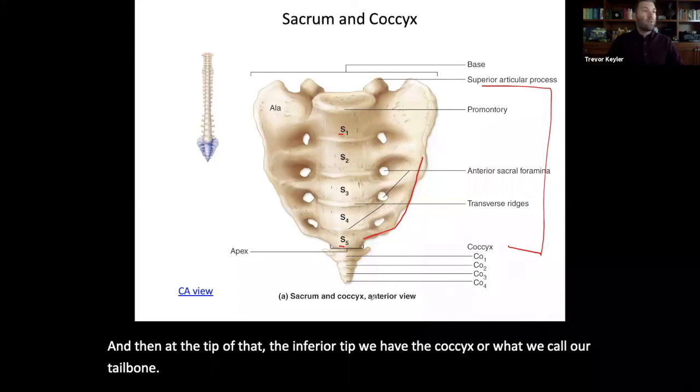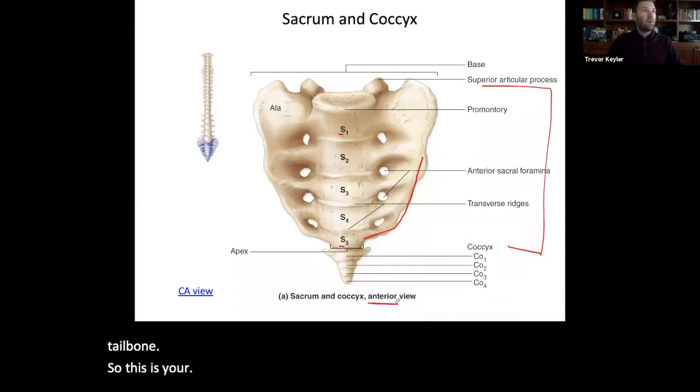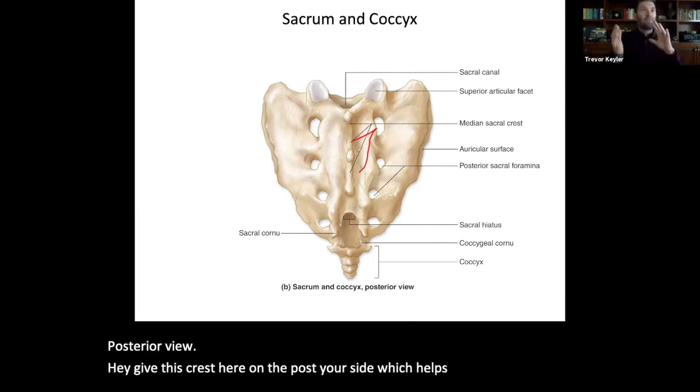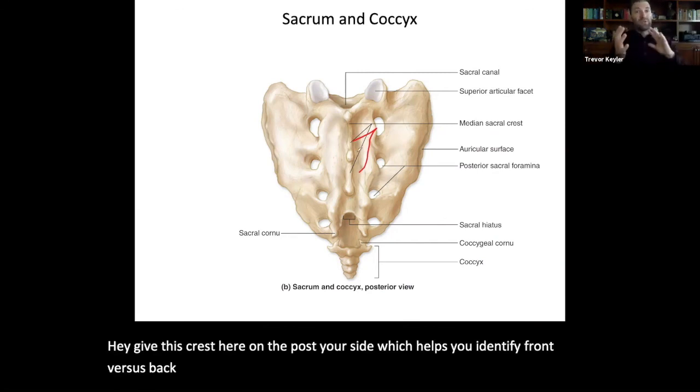So this is your anterior view. And then if we flip to the next, posterior view. Okay, you have this crest here on the posterior side, which helps you identify front versus back, anterior versus posterior. Really not too bad.